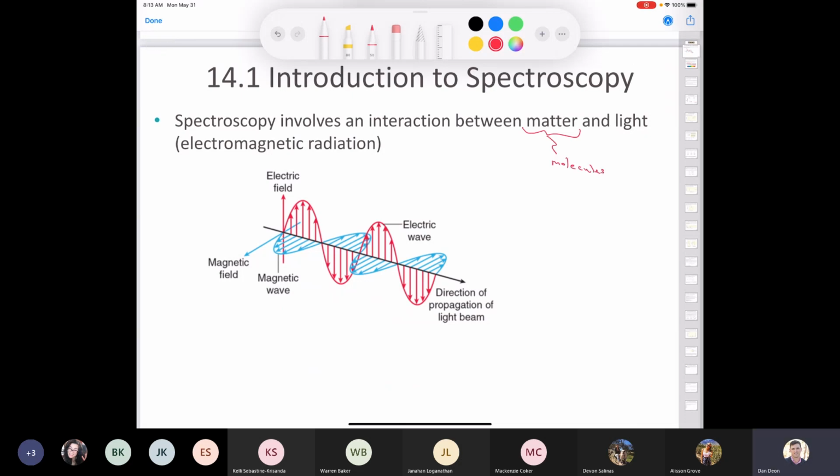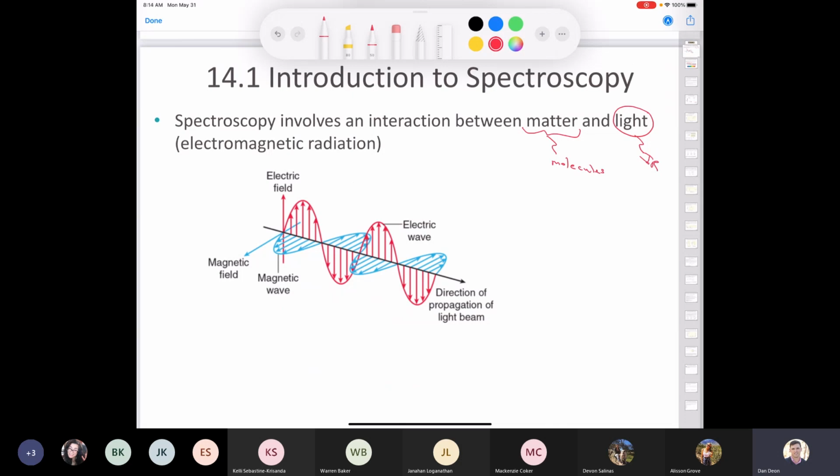And you guys know that there's all different types of light, aren't there? There's ultraviolet light, there's UV visible, there's infrared light, there's X-rays, there's gamma rays, there's radio waves. And you can imagine that when we look at infrared spectroscopy, we're going to be talking about infrared light, which falls in a band of a certain number of wavelengths.